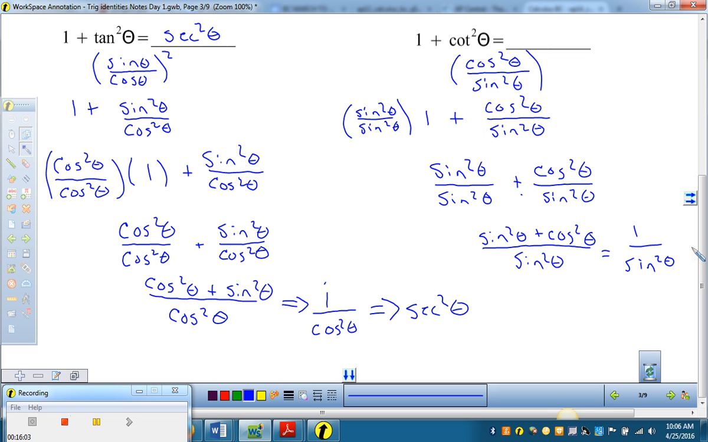On your table, what is 1 over sine equal to? Check it out. Looks like a CSC. That is correct. Cosecant squared theta. So that's what's going to go in our blank. 1 plus cotangent squared theta is equal to cosecant squared theta. Now, go to your table and fill in those last 3 identities.